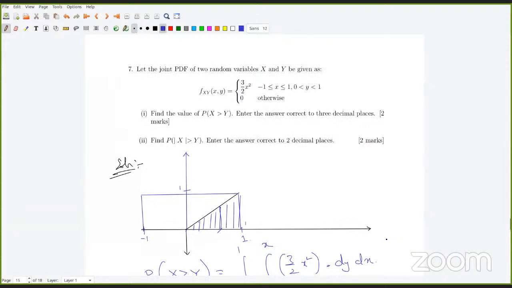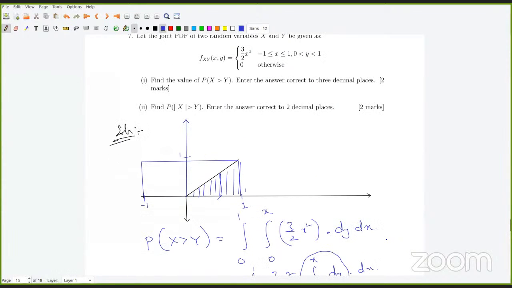Now the second part is, I will give you the region and you can find the integral. What is the probability that mod x is greater than y? Which region will it be? Even if it is mod x, you don't worry, you just take the equality sign.